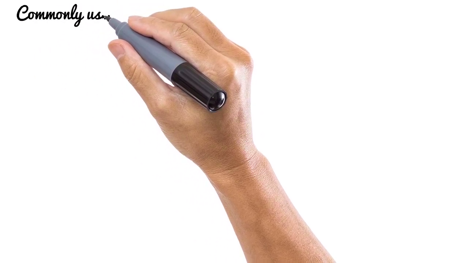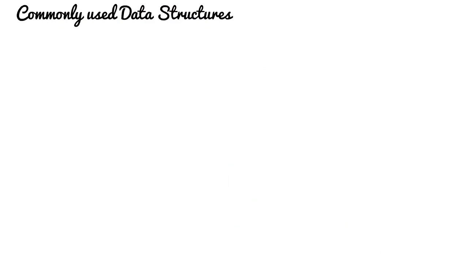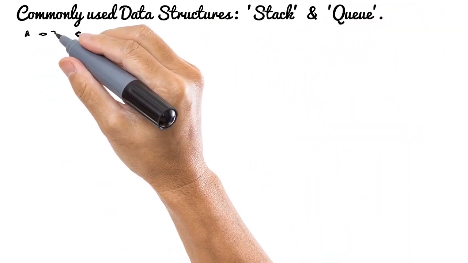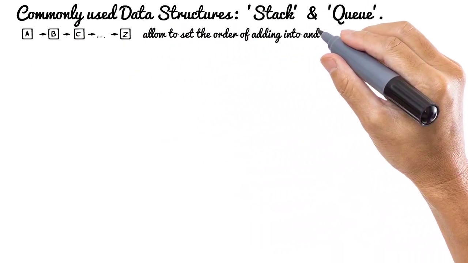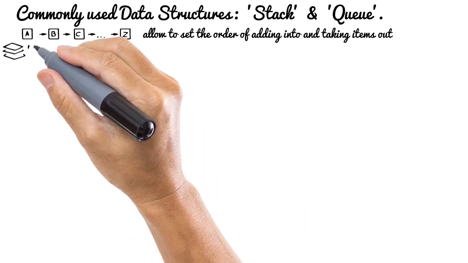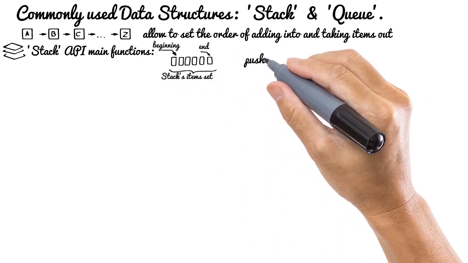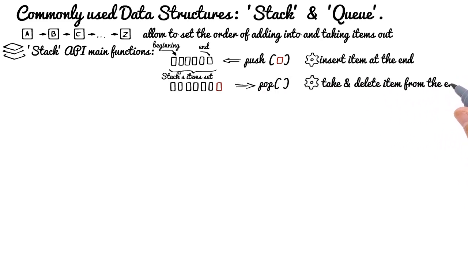Before returning to our topic, I want to show a few data structures commonly used in software development and their APIs. First, two very basic data structures are stack and queue, which students usually learn at the beginning of data structure introduction. These structures allow to set the order of adding into and taking items out from a set. What are two main functions in a stack API? Stack has operations push to insert item at the end and pop to take and delete item from the stack's end.